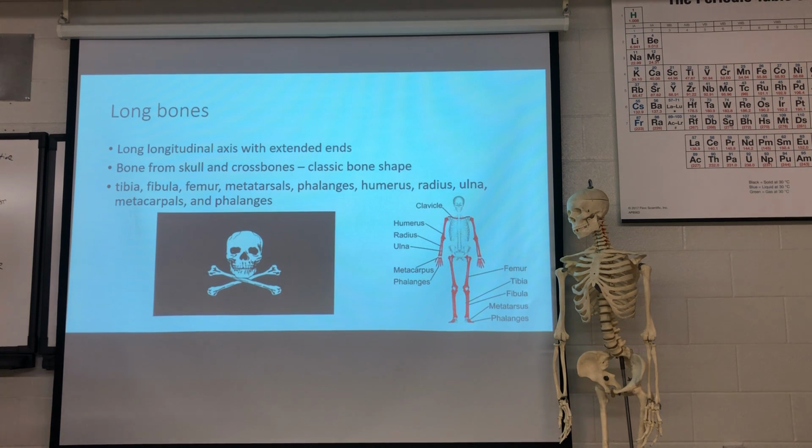The bone of a classic skull and crossbones is going to be a long bone. So the examples of this are going to be the tibia, fibula, the femur, the metatarsals, the phalanges, the humerus, the radius, the ulna, metacarpals, and phalanges. So all of the bones in red. It is a good portion of your skeleton, most of your appendicular skeleton.